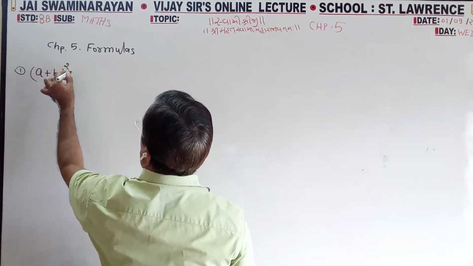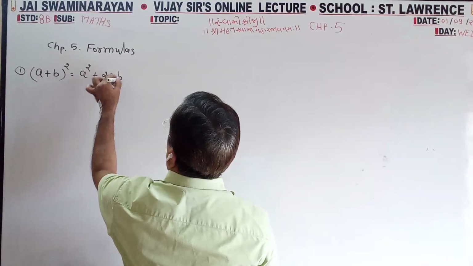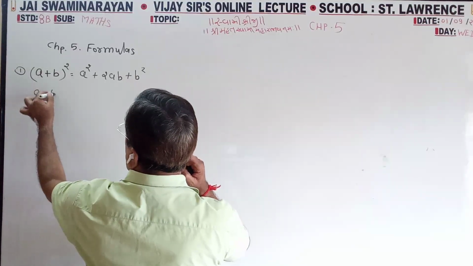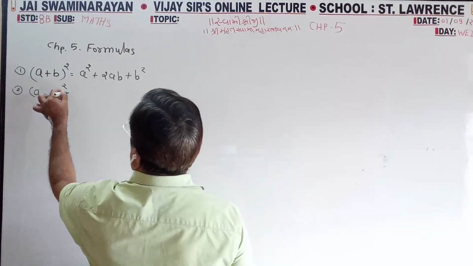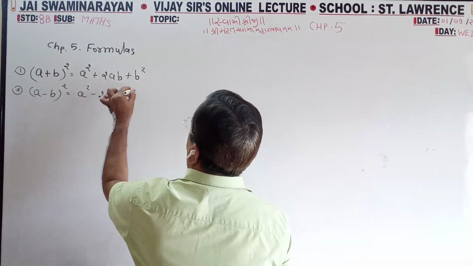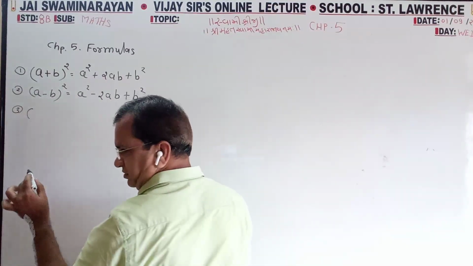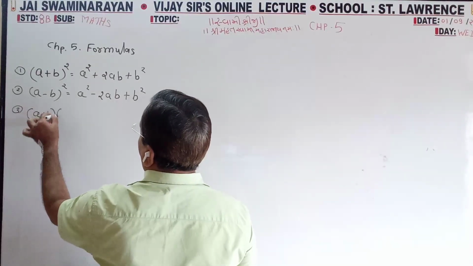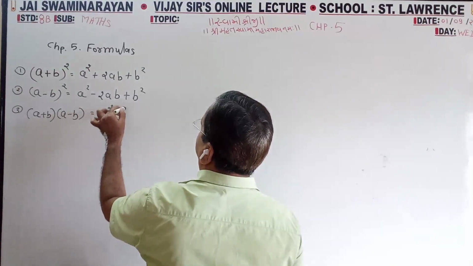(a plus b) whole square is equal to a square plus 2ab plus b square. Wait, I am talking about that: (a minus b) whole square is a square minus 2ab plus b square. Third formula is (a plus b)(a minus b) equals a square minus b square.